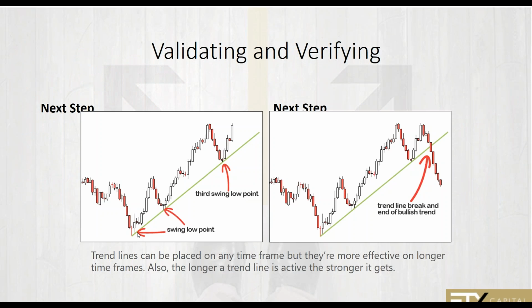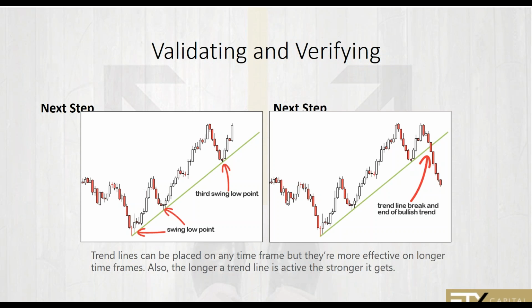So on this chart, you can see that we've drawn a trend line. We have swing lows here, and when we projected that price out farther, we had the third swing low, which is then telling us that that trend line is now active and confirmed, and we can now use it to predict price movement in the future.